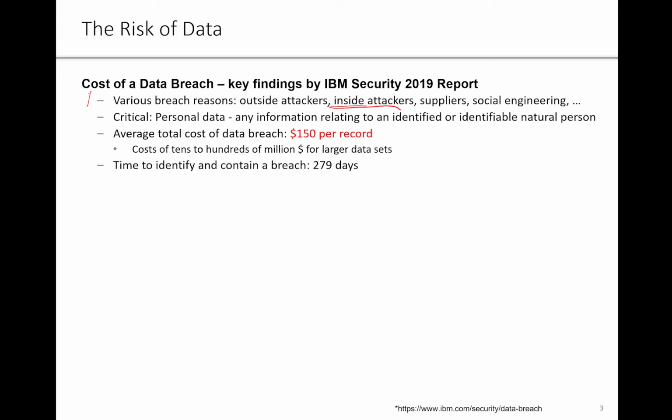The data type is also very critical, especially personal data, something relating to an identified or identifiable natural person. That's more critically categorized by law. And there are some numbers according to this IBM security report that tell every data set accumulates to $150 per record in compensation and in solving the case. I mean, not to pay the people, but to look into the case, look into compensation as well, and losing also customers.